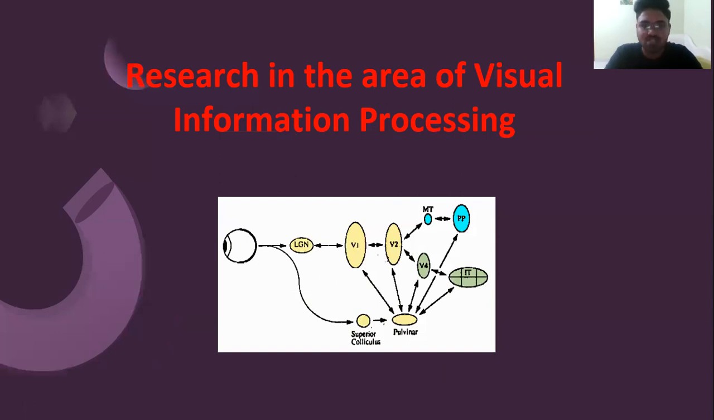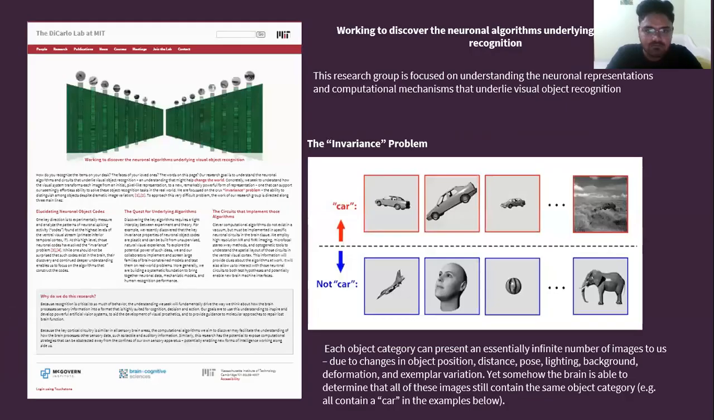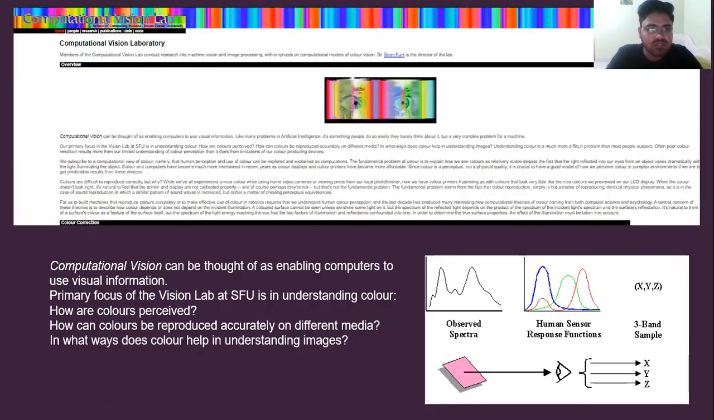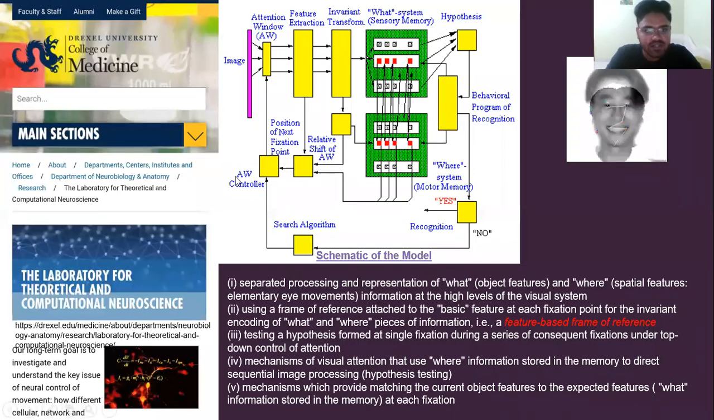Now I'll talk about the research in the area of visual information processing. There is the DiCarlo lab at MIT, which is working to discover the neural algorithm underlying visual object recognition. It is also working on the invariance problem, like how we can decide it is a car when there are different orientations and different backgrounds. And there is another lab, the computational vision laboratory, which is working on the computational model of coloring, how colors are perceived inside our brain. And this is the Drexel college laboratory, which has given this particular model of visual information processing.